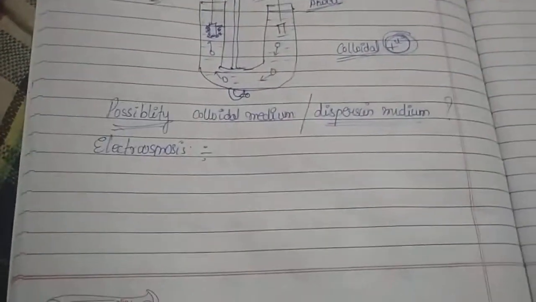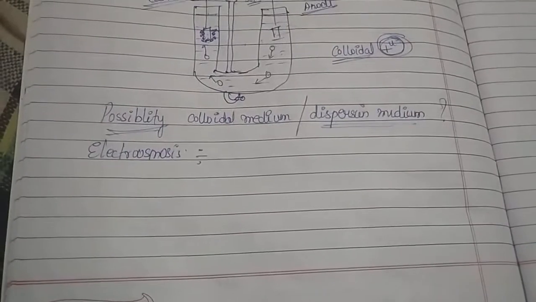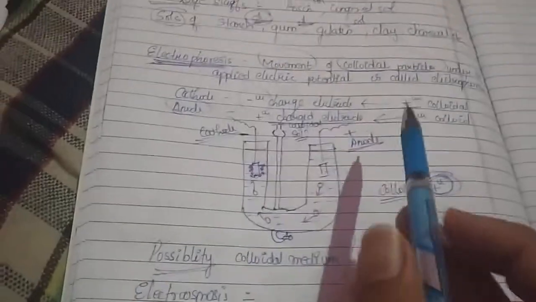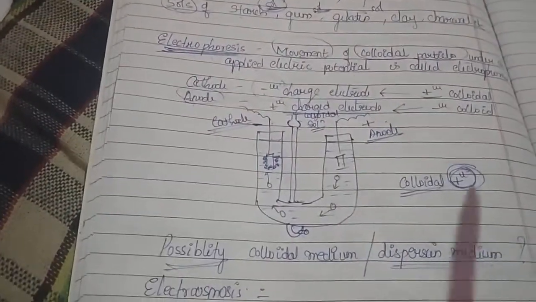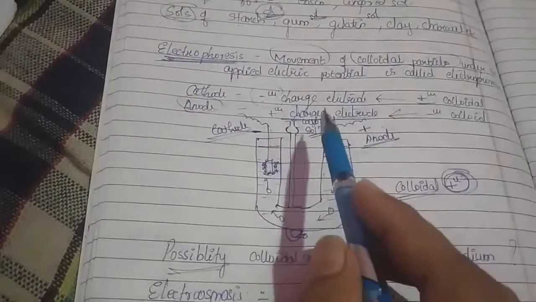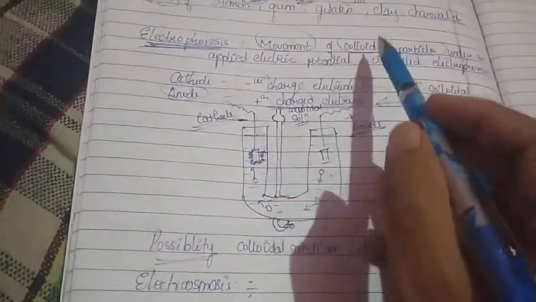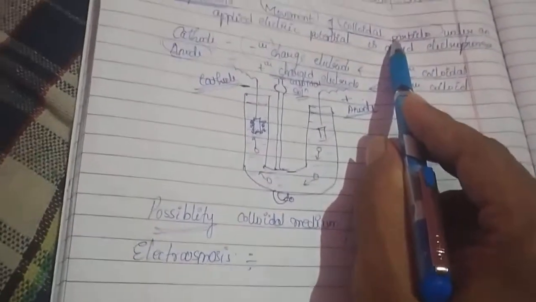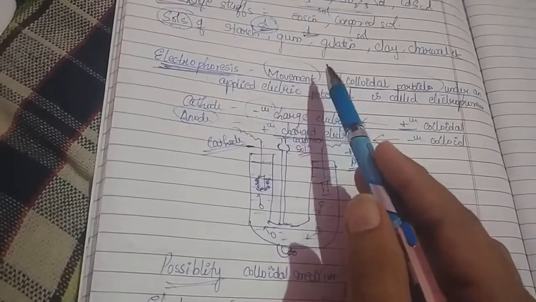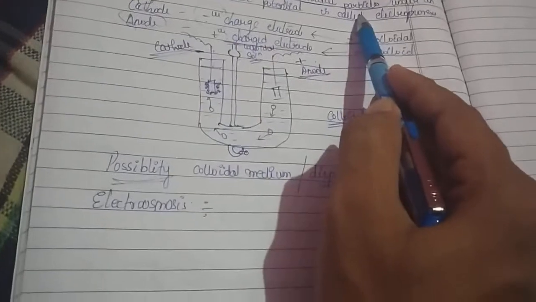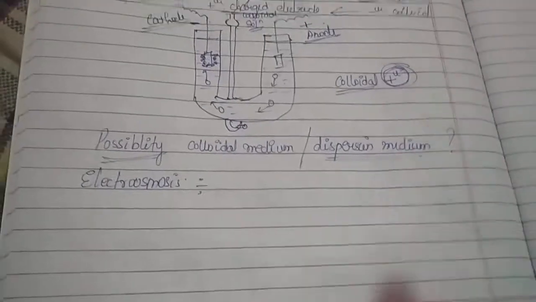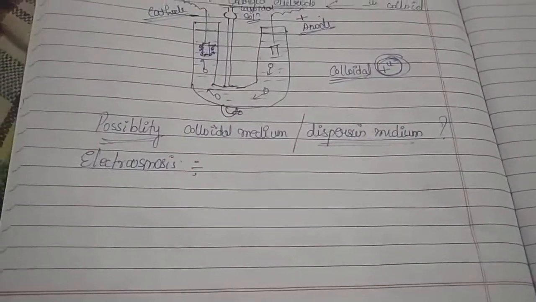So what does electro-osmosis say? Basically a very important concept one has to know. In electrophoresis, by some means, if we obstruct the movement of the colloidal particles, once again I am repeating, if we stop the movement of the colloidal particles in the presence of an electric field, in that case there will be the movement of your dispersion medium particles.